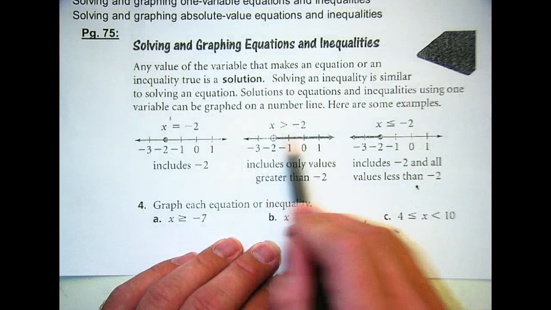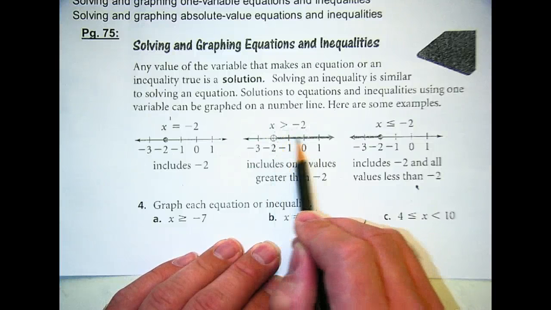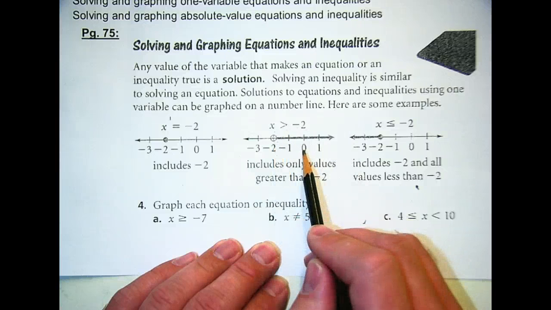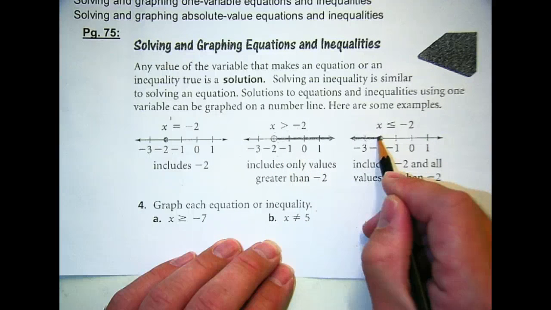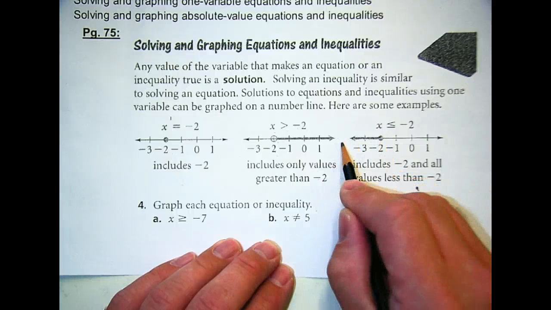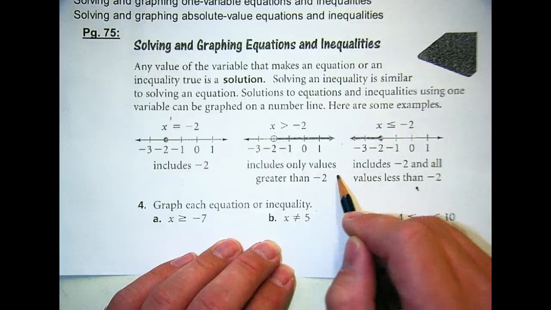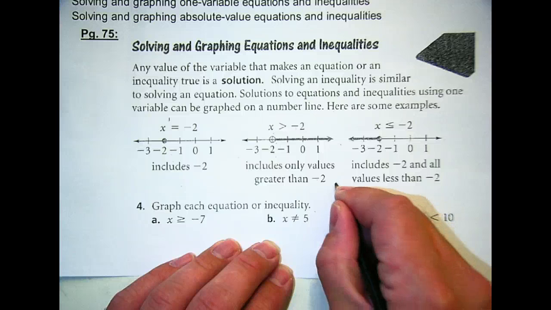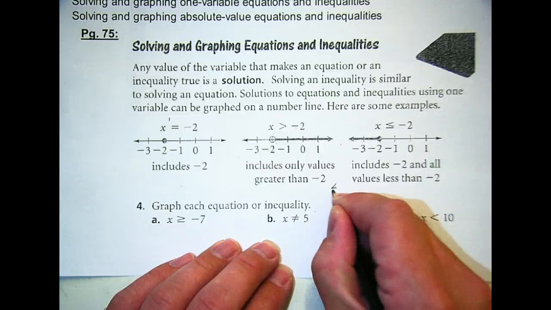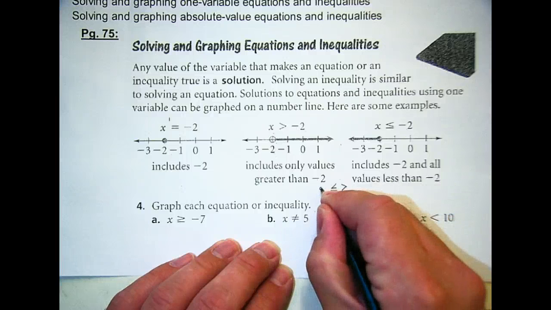So in this statement, negative 2 is not a solution, but anything bigger than negative 2 is. That's why we shade it. In this one, negative 2 is a solution, as well as everything smaller than negative 2. That's why we have an open circle, or a closed circle. So if you're thinking of your symbols, once again, this guy and that guy, those are closed.